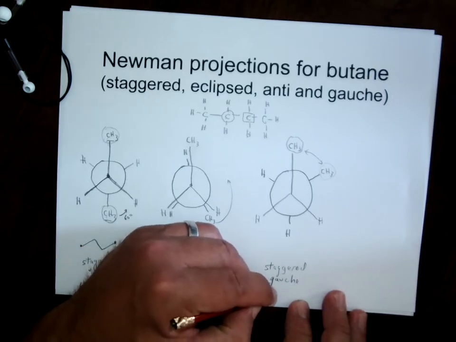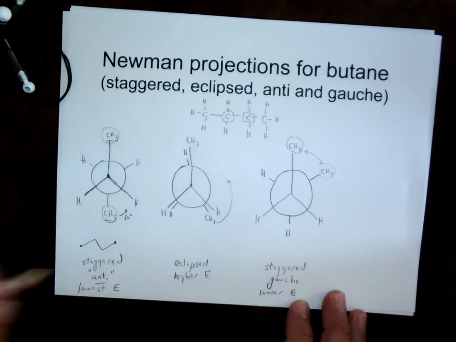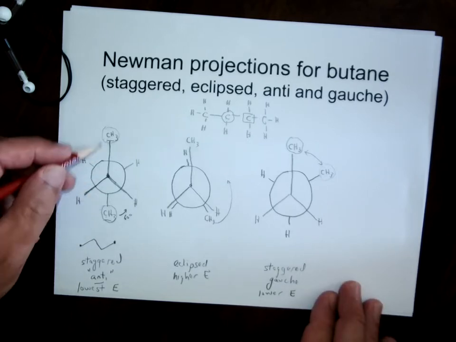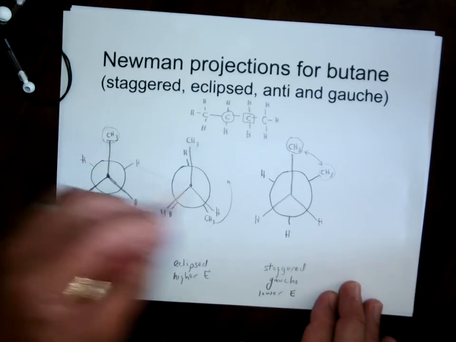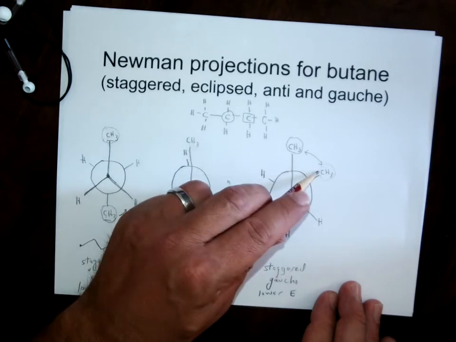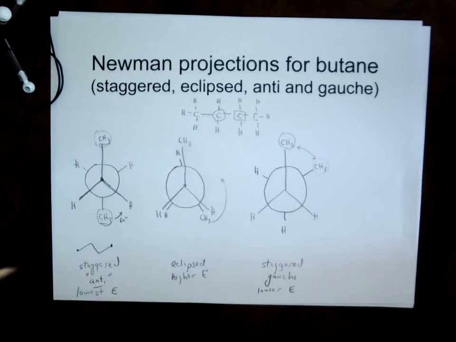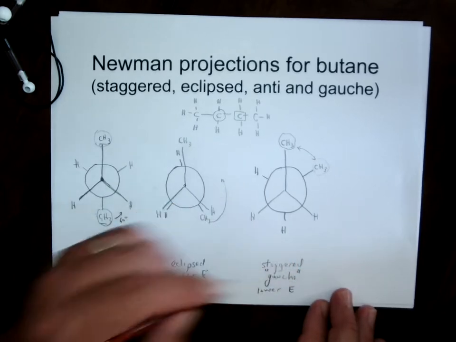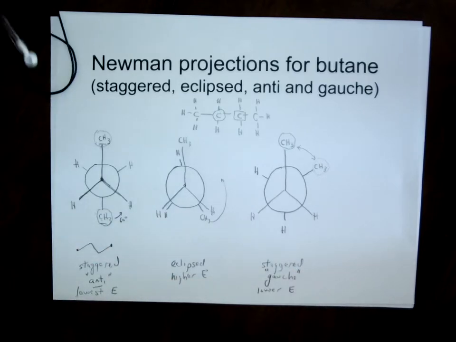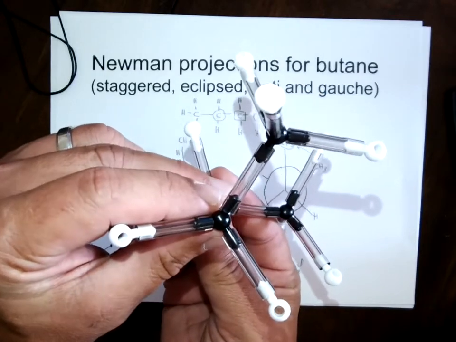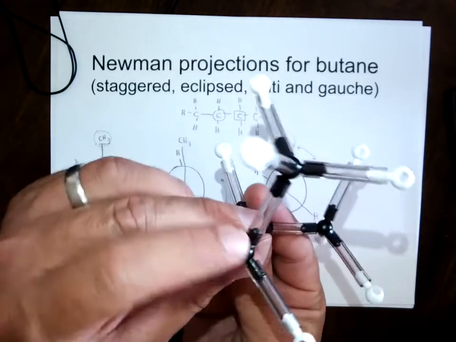And I refer to this one as the lower energy group because it's staggered, it's lower in energy, but it's not as low energy as when the groups are as far apart from each other as possible. So a little repulsion between these groups raises the gauche a little higher in energy than the anti. But those are both versions of staggered conformations. And then if we continue to rotate and go another 60 degrees, so there we go, you can see the gauche guys starting to get close.